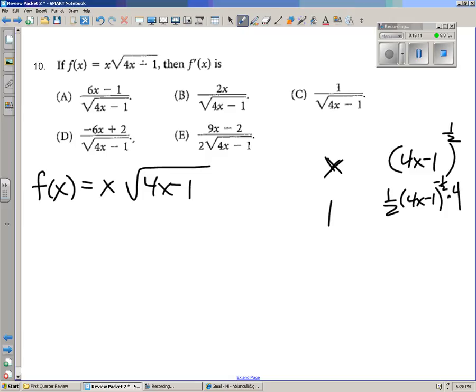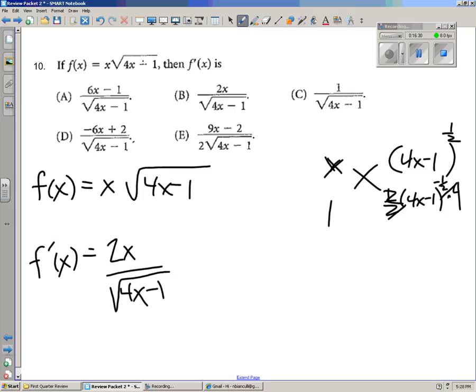So now we can figure out what this would be with the product rule. So crossing these up, by the way, the 4 divided by 2 becomes a 2. So keep that in mind as well. So we would get x, and we would really get 2x over square root of 4x minus 1 plus 1 times the square root of 4x minus 1, which I'll write like this. Now that's not a choice.